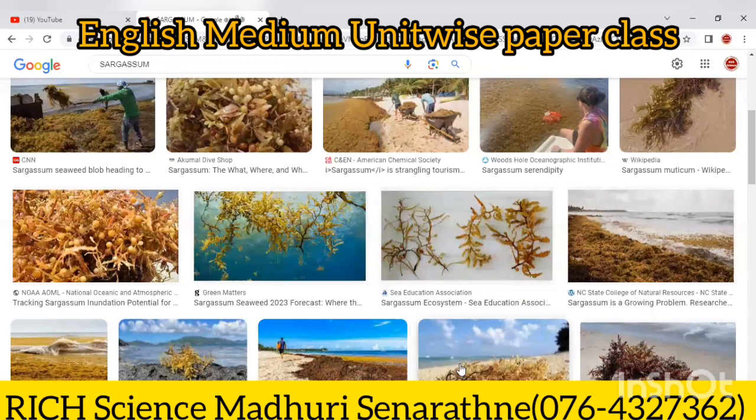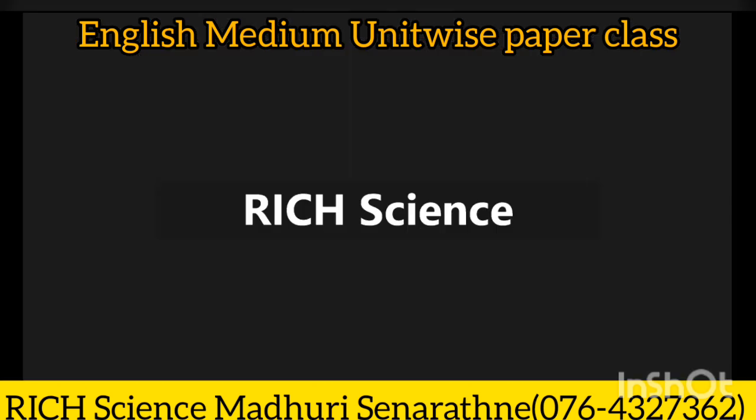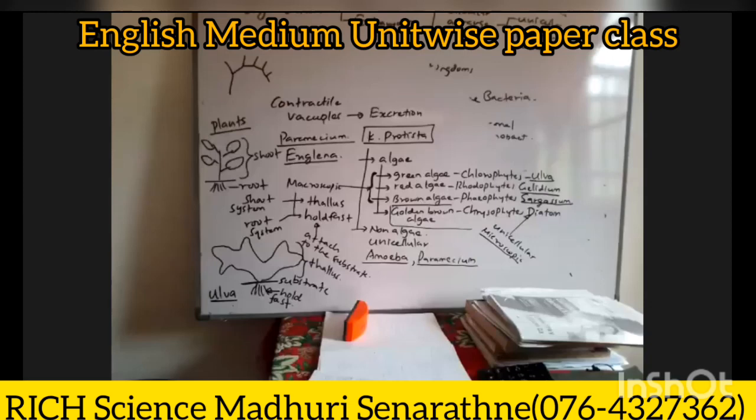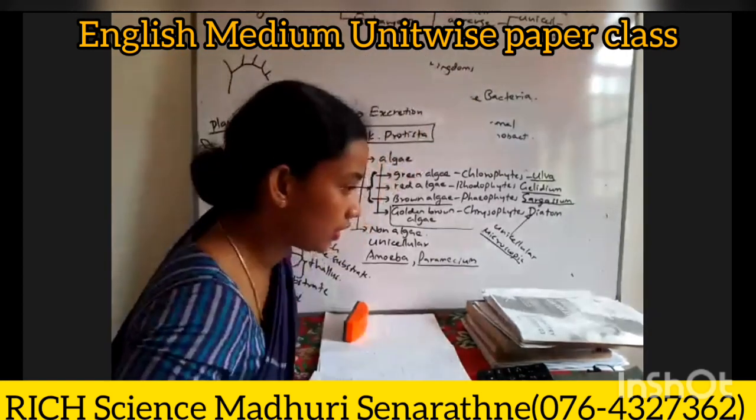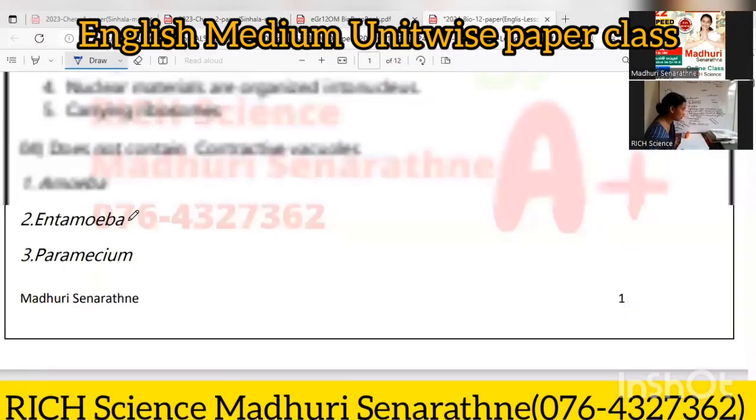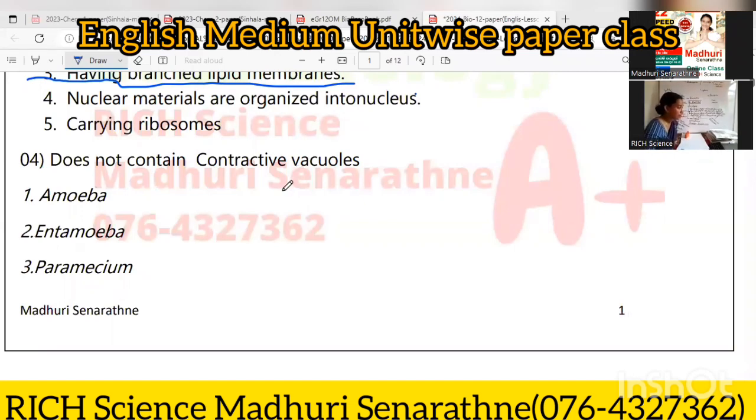So, what about our question? Okay. What about our question? Does not contain contractile vacuoles. Contractile vacuoles are present in animals actually. Contractile vacuoles are involved in excretion. Excretion is done by animals. Therefore, these contractile vacuoles should be present in the protists who are more closely related to animals than plants.